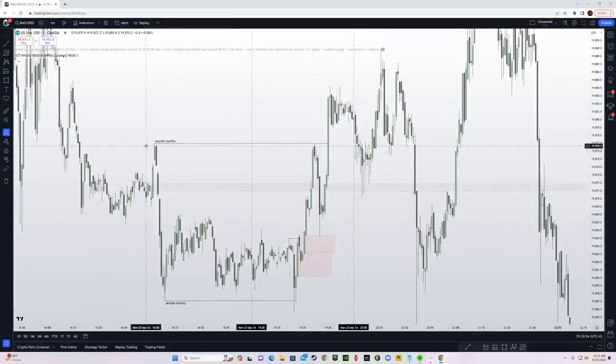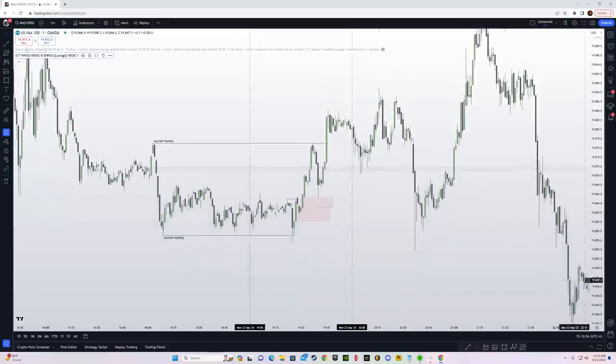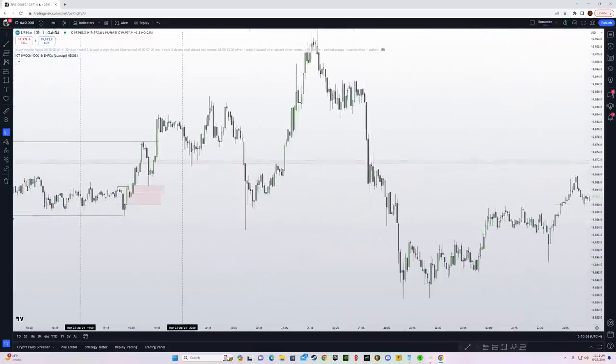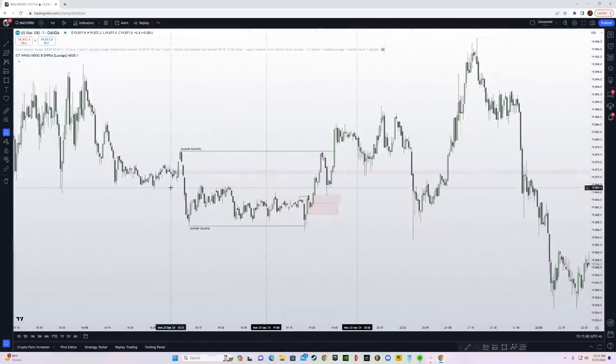You can see how price went out and took out the buy side liquidity. And afterwards, price did whatever it needed to do. But this is the algorithm that works phenomenally, all right? I'm going to give you more examples and everything is going to be crystal clear.